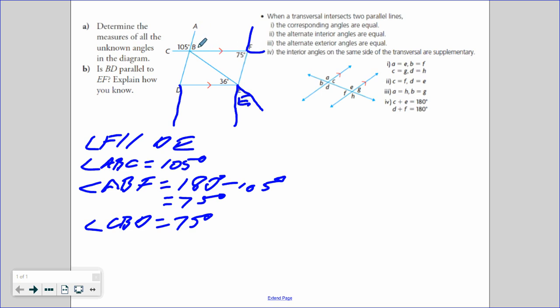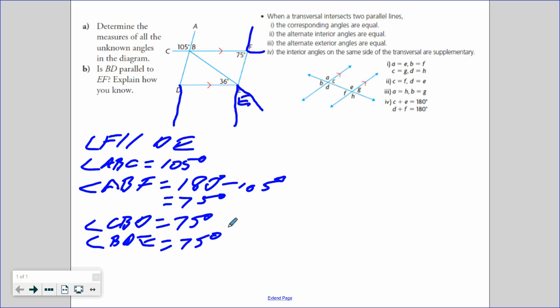So the angles that we're comparing are here, ABF, to here, ADE. So when we see corresponding angles, we're going to say that they are also equal. So now we know that angle BDE also equals 75 degrees.